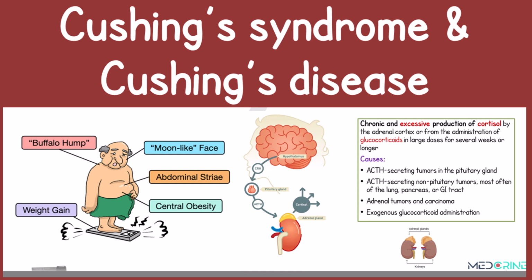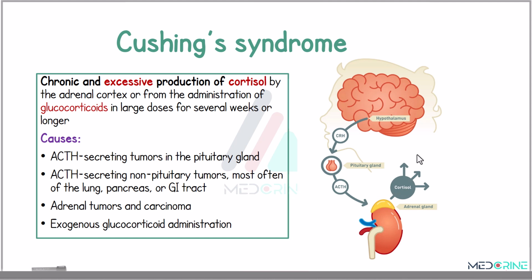Cushing syndrome involves a chronic and excessive cortisol production by the adrenal cortex or from external glucocorticoid use. The causes for Cushing syndrome include an ACTH-secreting tumor of the pituitary, the non-pituitary tumors of the lung, the pancreas, or the gastrointestinal tract, as well as adrenal tumors or carcinomas of the adrenal gland. Exogenous glucocorticoid can as well cause Cushing syndrome.